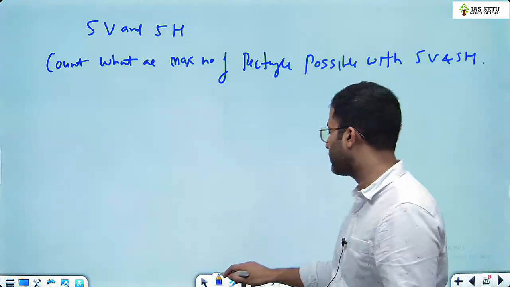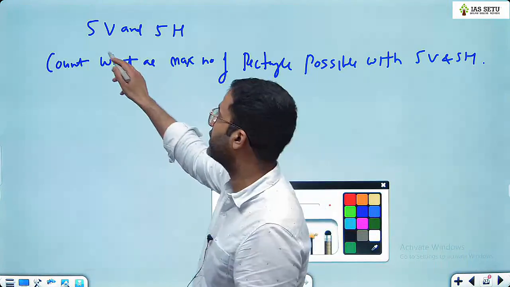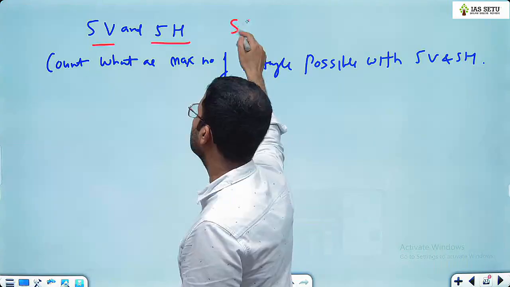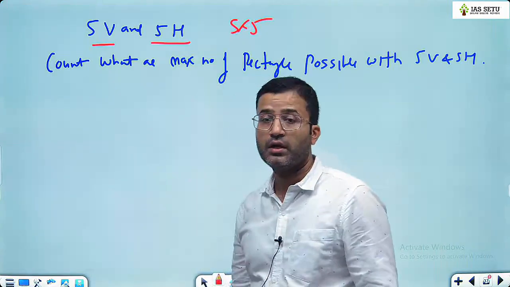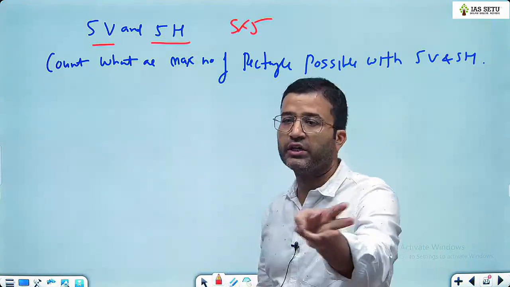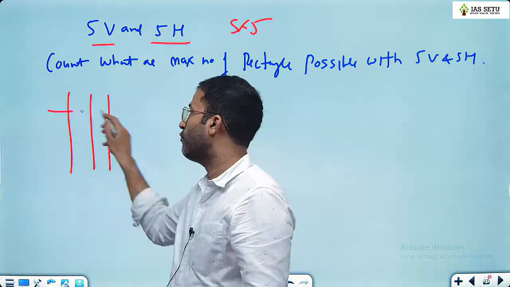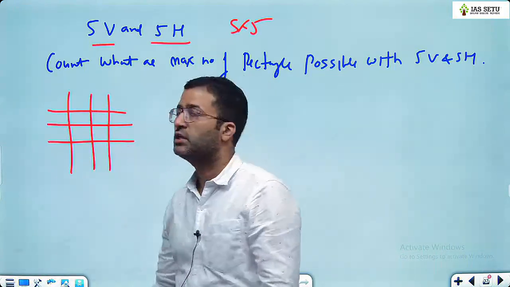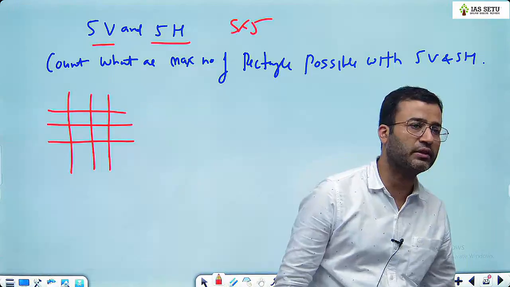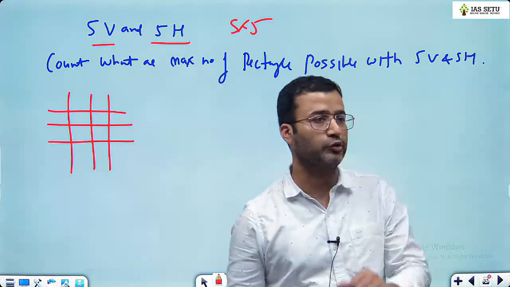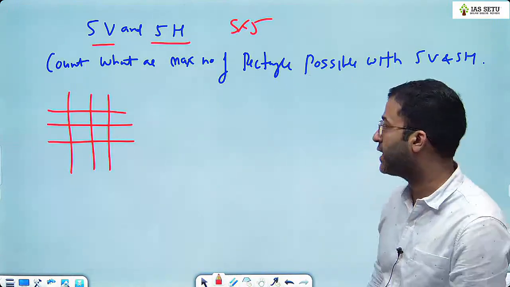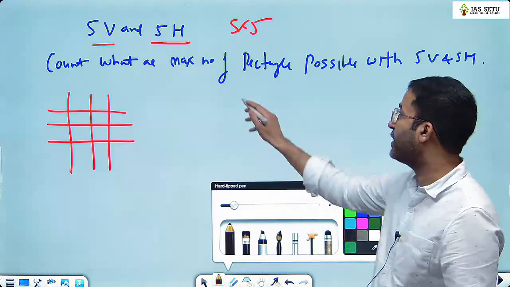Because some students think that if there are 5 vertical and 5 horizontal lines, the figure will be 5 by 5. Just wait, I will draw 3 vertical and 3 horizontal lines for you. 1, 2, 3. 1, 2, 3. Check, are you getting a figure of 3 by 3 or 2 by 2? 2 by 2.